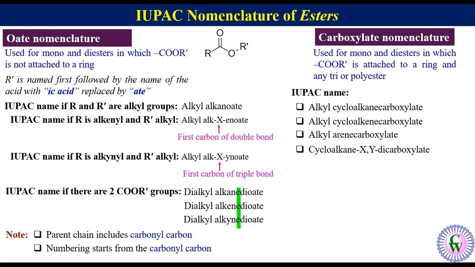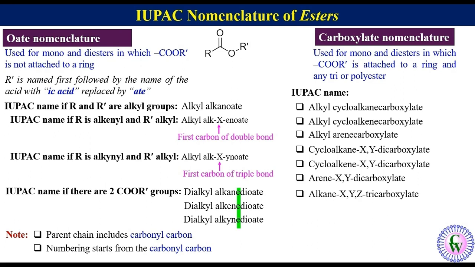cycloalkane X,Y-dicarboxylate, cycloalkene X,Y-dicarboxylate, arene X,Y-dicarboxylate, alkane X,Y,Z-tricarboxylate, where X, Y and Z are the positions of carbons to which the ester groups are attached. One thing to be noted here is that in carboxylate nomenclature, the parent chain doesn't include the carbonyl carbon.